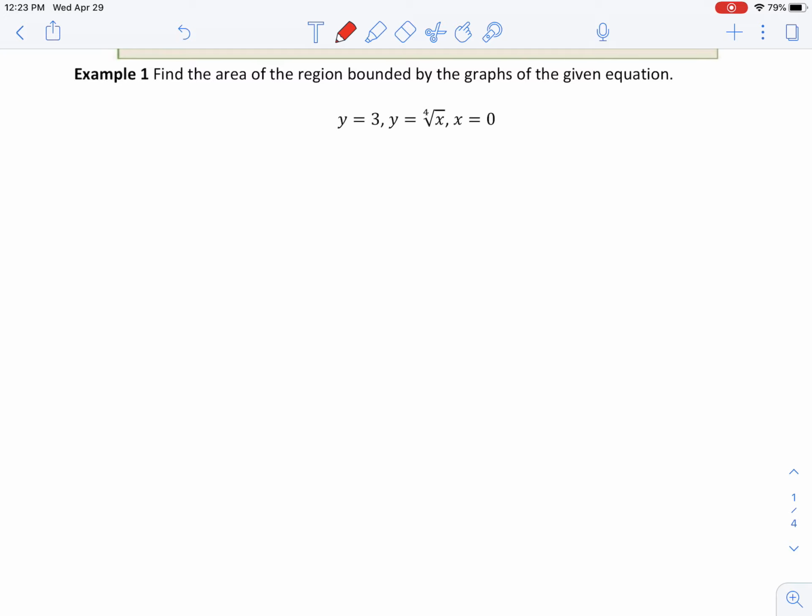So example 1, find the area bounded by the graph of a given equation.